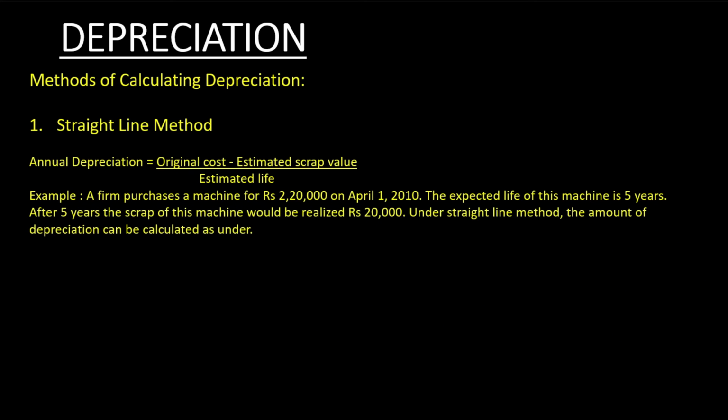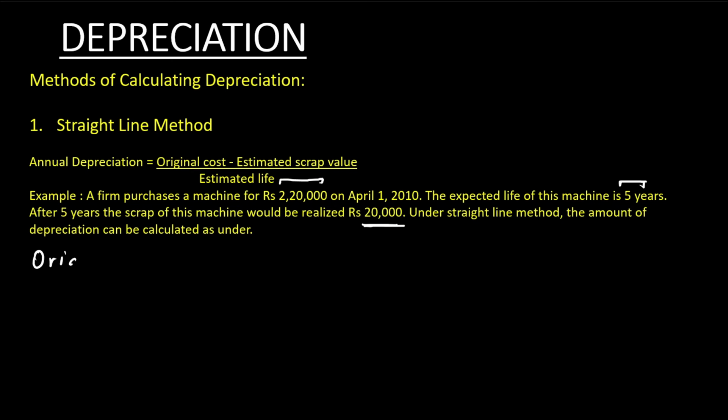So let's take an example here. A firm purchased a machinery for 2,20,000 on 1st April 2010. The expected life of this machine is 5 years. The point to be noted: the expected life is 5 years. The cost of the machinery is 2,20,000, and after 5 years the scrap of this machinery would realize 20,000. This is the net realizable value. Under the straight line method, how can we calculate?